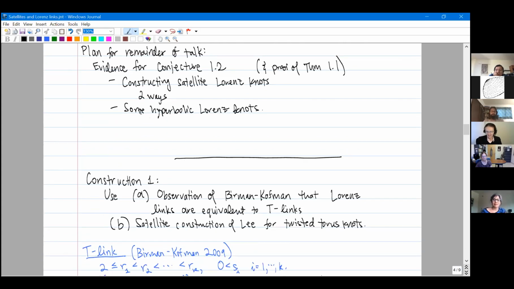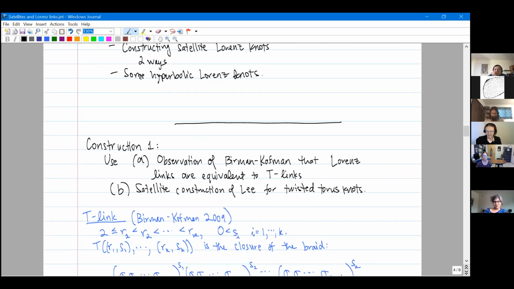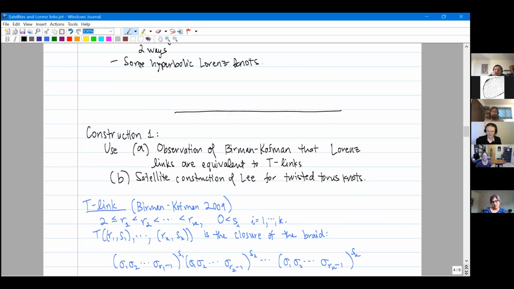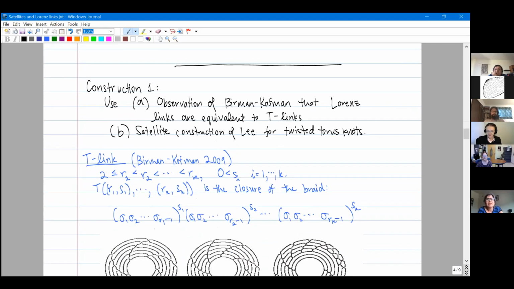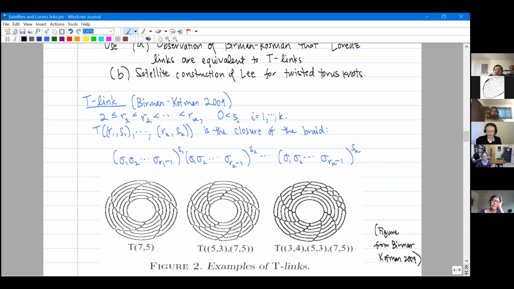Construction 1 uses some cool techniques. First of all, an observation by Birman and Kofman from 2009 that every Lorentz knot is equivalent to what they call a T-link, and I'll explain what a T-link is in a second. And then the second part uses a really clever satellite construction of Lee for twisted torus knots that you can apply almost directly to these T-links. So a T-link, what is that? As I said, this is due to Birman and Kofman 2009.